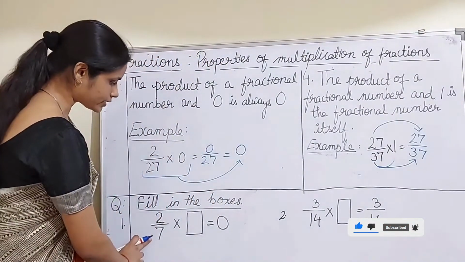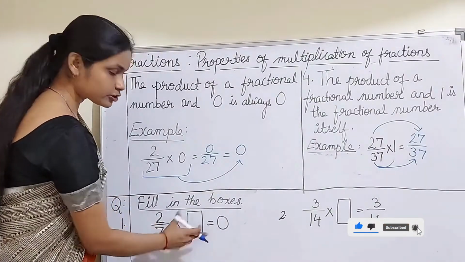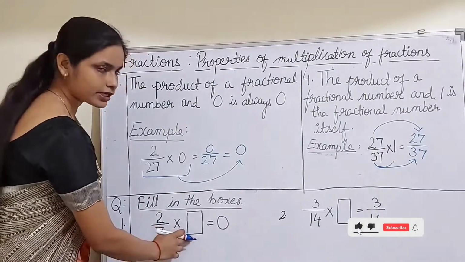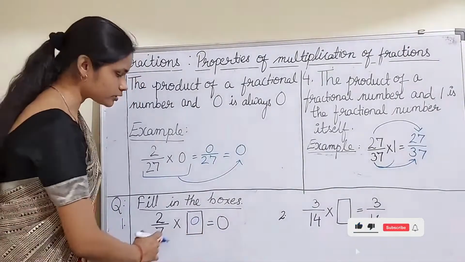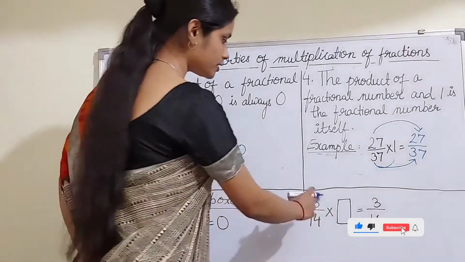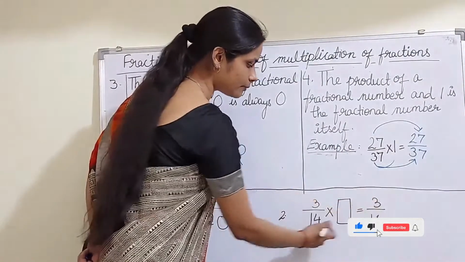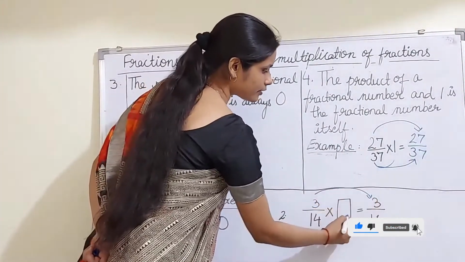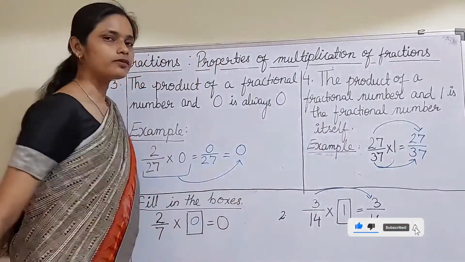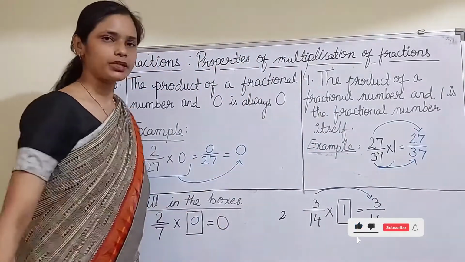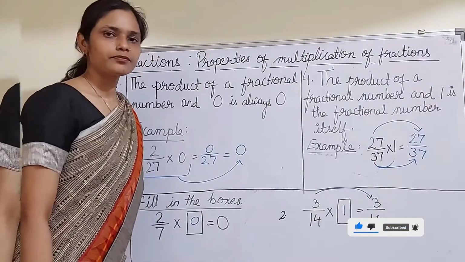Now see, 2 by 7 multiplied by what number will give us 0? It will be 0, because any number multiplied by 0 will give us 0. Okay, so this is the direct answer. Now see the next one. 3 by 14 multiplied by what number will give us the same number? It will be the same when it is multiplied by 1. So like this you can solve questions based on the properties of multiplication. Now let us understand one more property.